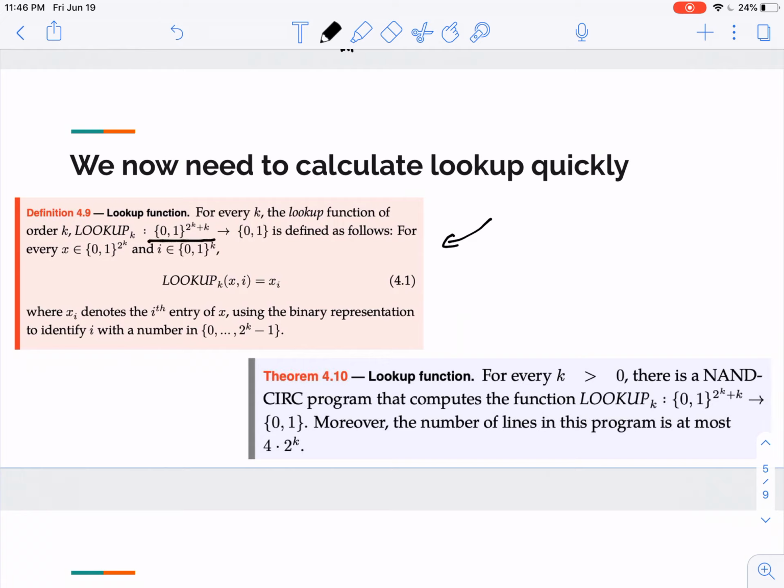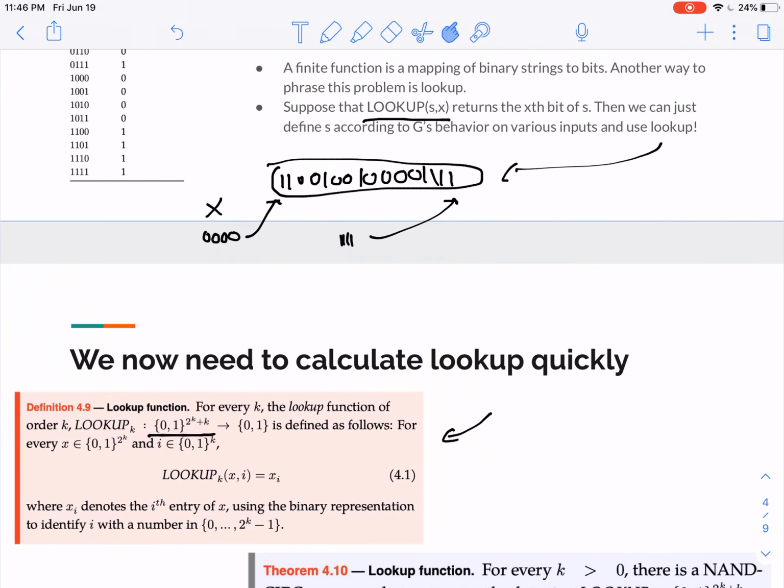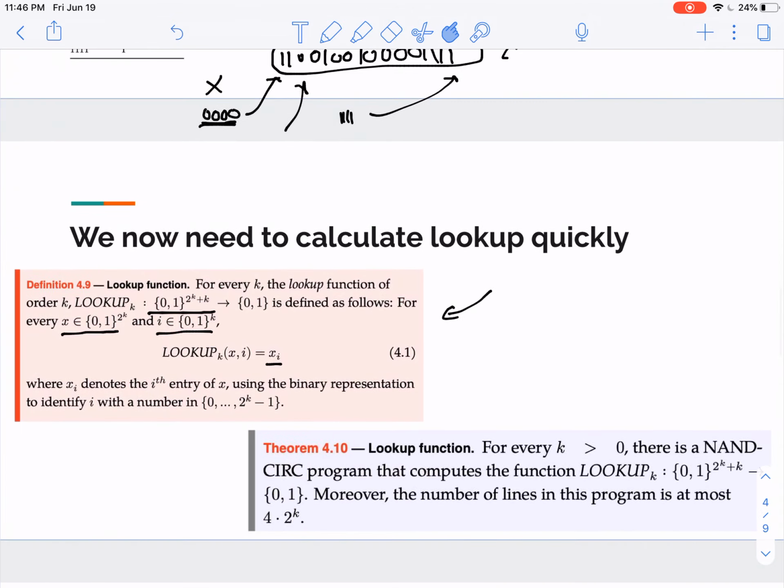The first 2 to the k bits are like this string right here, the string that you're looking stuff up in, and the second k bits are like the index, so that would be like these 4 bits, which tell you which place to go in the lookup string. And it's going to be defined as follows. So for every x, which is the string to look up in, and i, which is the index to look up at, it just returns the ith index of that string. Cool. So that's the definition.